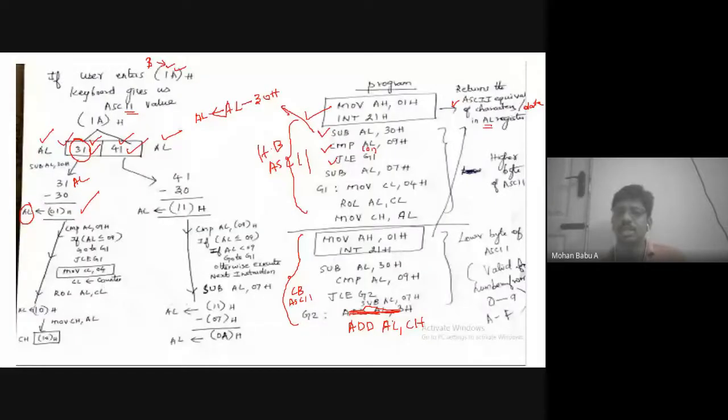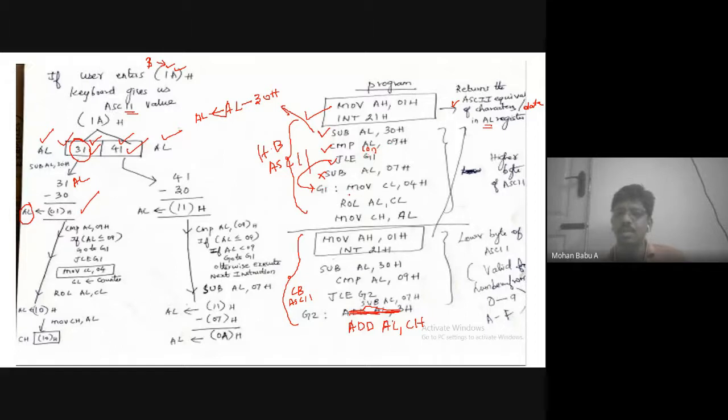This value will be compared with 09 by using this conditional jump instruction, jump less than or equal. It will check whether the value of AL is less than or equal to 09. 01 is less than 09, so this condition is satisfied and this instruction will execute. It will move directly to the subroutine G1. If the value of AL is less than or equal to 09, it will go directly to subroutine G1.